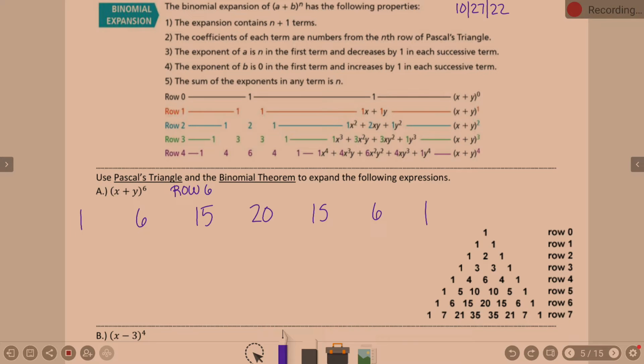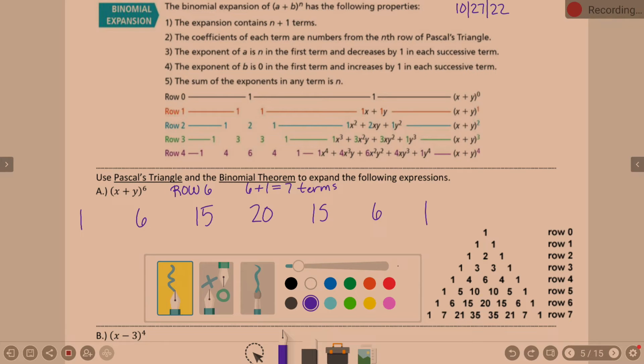And if you notice, we're in row 6, but how many numbers are there here? There's 7. Representing that we're going to have 6 plus 1, or in other words, there's going to be 7 terms. Okay?